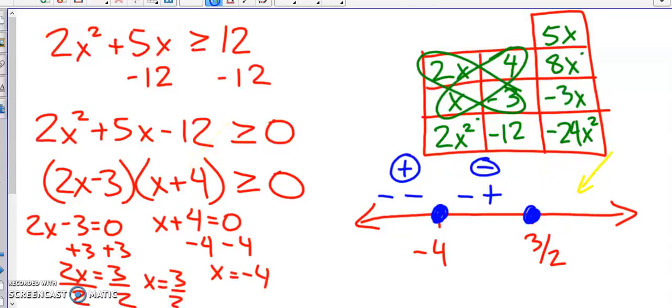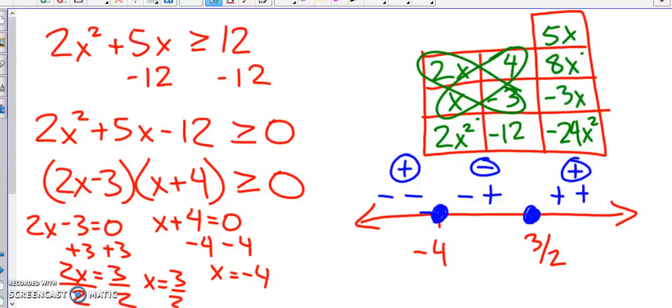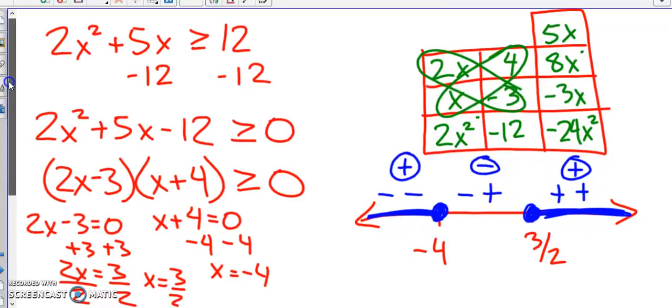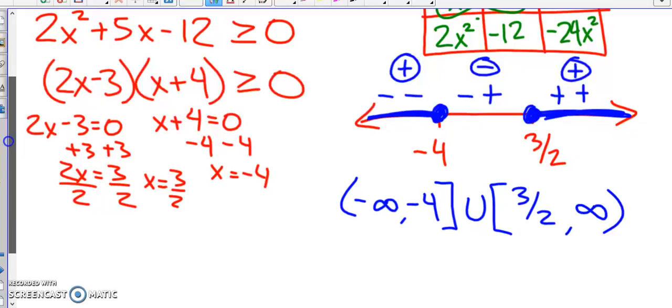And then we can choose a point from over here. 10 would work. 2 times 10 minus 3 is positive. 10 plus 4 is positive. Therefore, positive times positive is positive. Then the question becomes, do I want the positive or do I want the negative? Well, I look at this guy right here and I say, okay, what kinds of numbers are greater than or equal to 0? Numbers that are bigger than 0 would be positive numbers. Therefore, I want the positive pieces, that piece and that piece. So, I would have negative infinity to negative 4, union 3/2 to positive infinity.